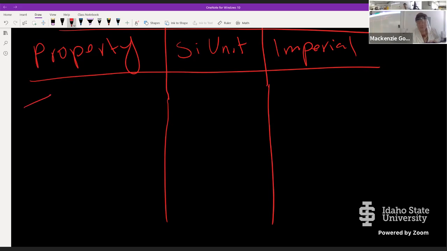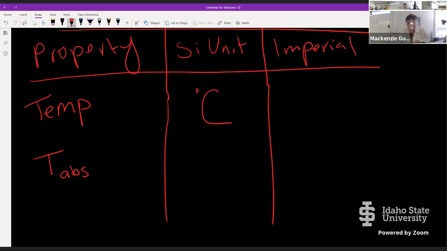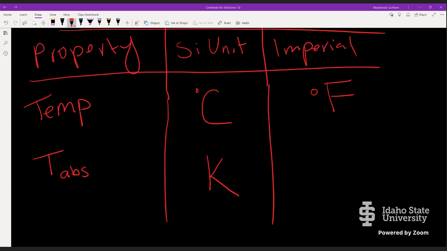So what are the SI units of temperature? Degrees Celsius. Kelvin is what? So if we want to talk about absolute temperature, that's when we're going to have Kelvin. Okay. What's our imperial unit of temperature? And for absolute temperature, someone online. Rankine. Good.